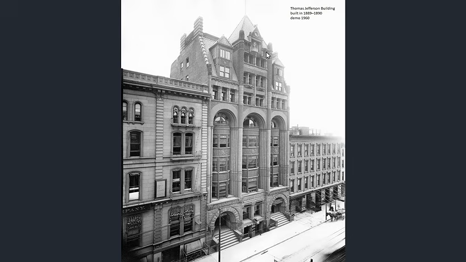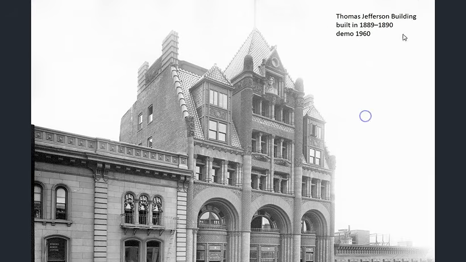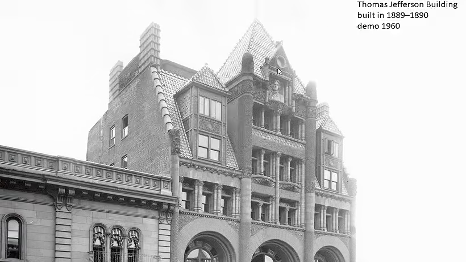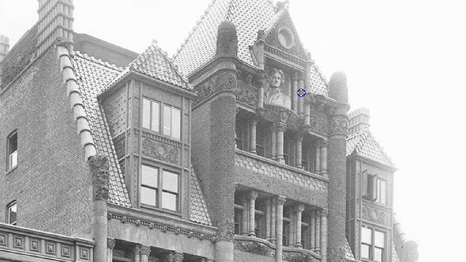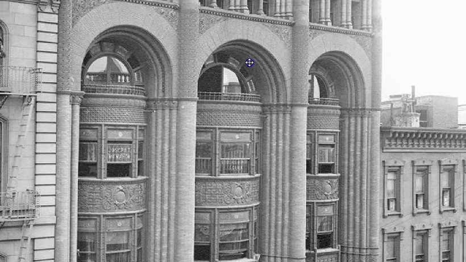One of my favorites here in Brooklyn, the Thomas Jefferson Building, built in 2 years, probably less, even the timelines. I don't know why they're so sloppy with the short build durations. Doesn't help their narrative whatsoever. Demolished in 1960. Take a look at this thing.